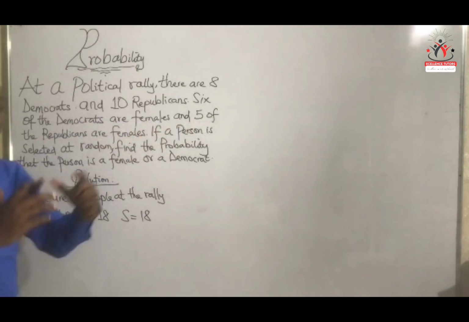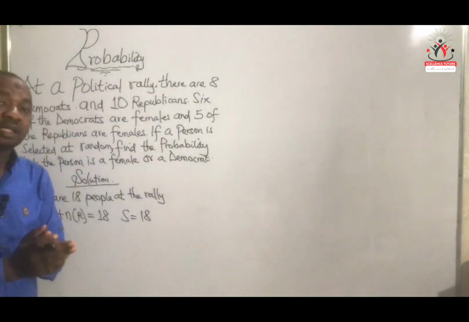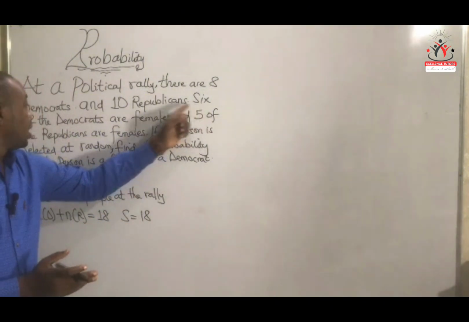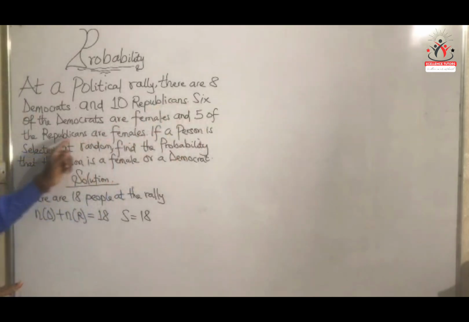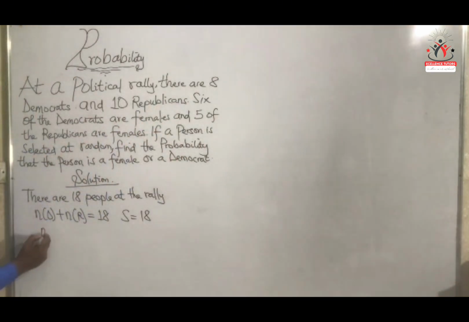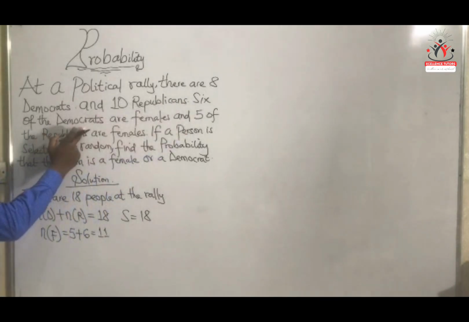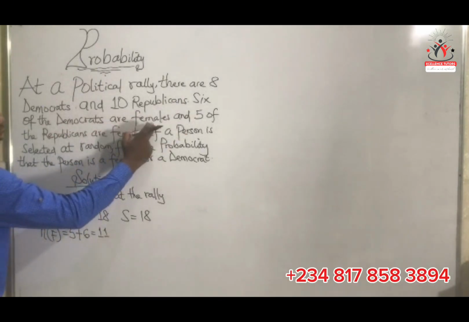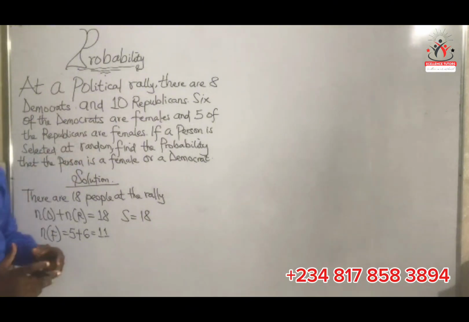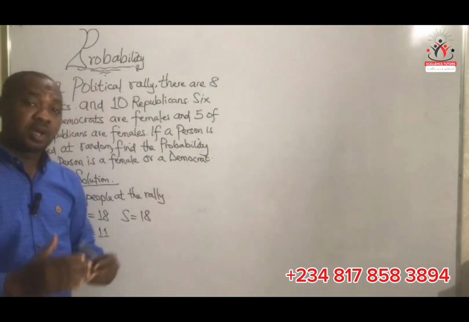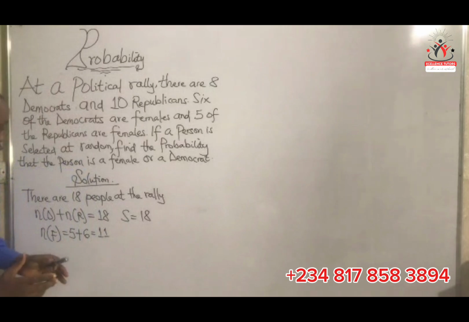Now, we are given that 6 of the Democrats are females and 5 of the Republicans are females. So the number of females altogether present at the rally will be 6 Democrats plus 5 Republicans, which is 5 plus 6, and that will be 11. So the number of females present at the rally is 11.